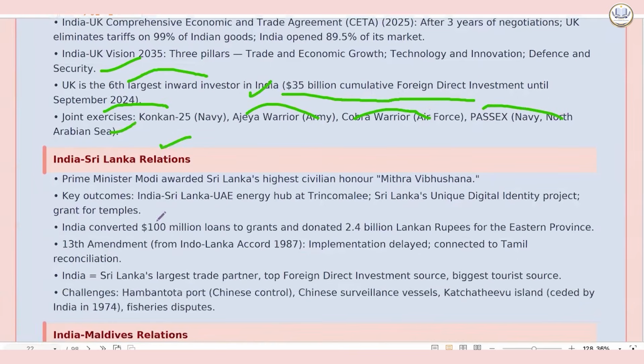Then we have India-Sri Lanka relations, with historical ties. You must have heard about the Cholas and all, and the Ramayana. Previously it was called Ceylon. Prime Minister Modi was awarded Sri Lanka's highest civilian honor, the Mitra Vibhushana.